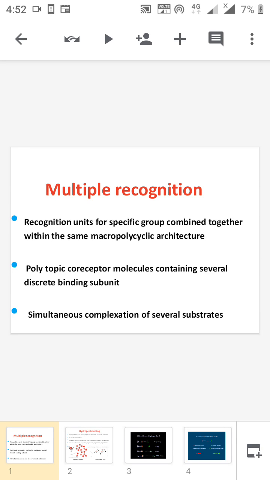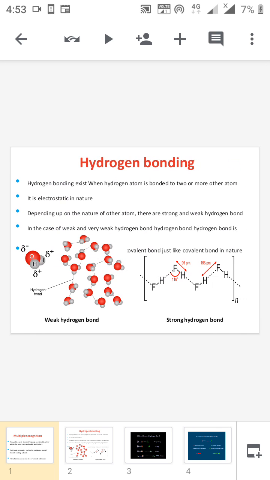Good morning, everybody. Today we are discussing the next topic in supramolecular chemistry, that is the multiple recognition. Multiple recognition means recognition units for a specific group combined together within the same macropolycyclic architecture. So the polytopic co-receptor molecules contain several discrete binding subunits. Now we are moving into the next topic, that is the hydrogen bonding.